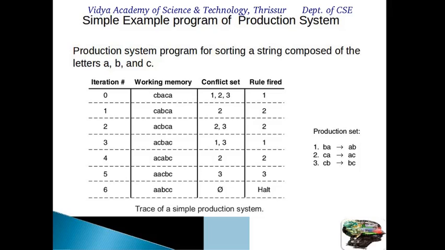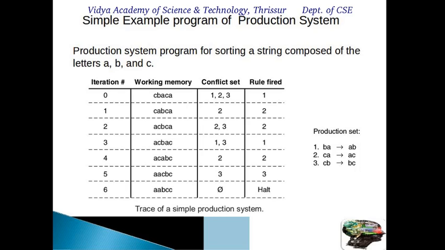Hello, in this video I will explain the working of a production system by explaining how a production system solves a simple problem. The problem given is: a word is given and each letter in the word should be arranged in ascending order. So that is the problem.